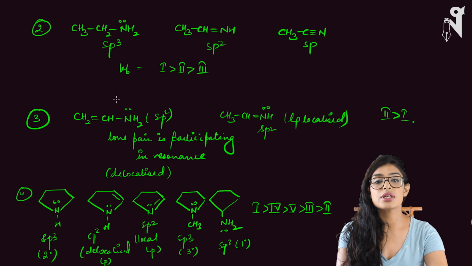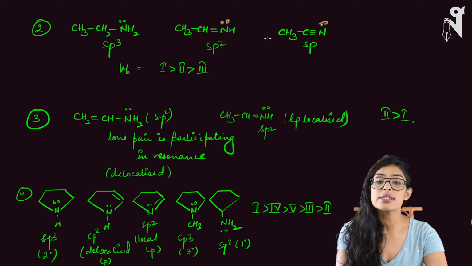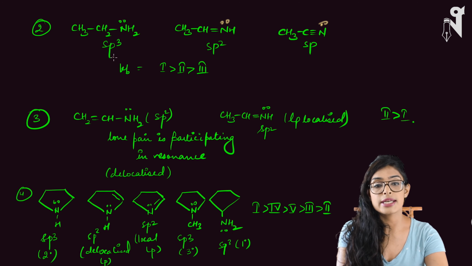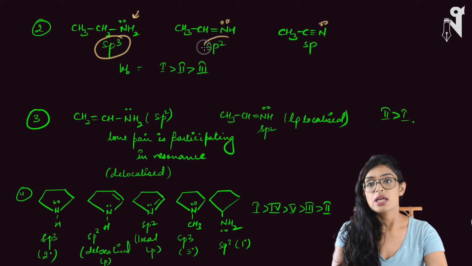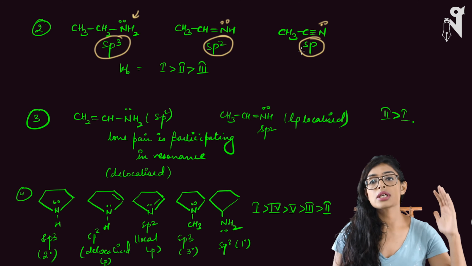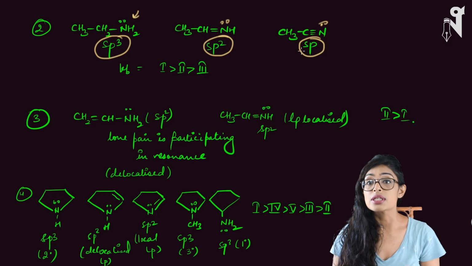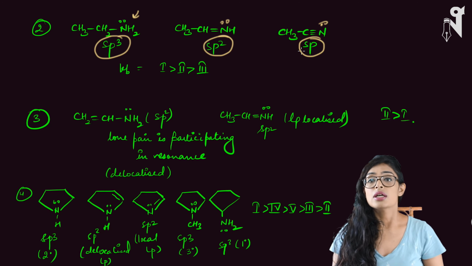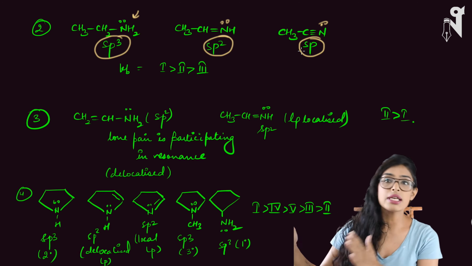We have CH3CH2NH2, CH3CHNH, and CH3C triple bond N. So in all the three cases, nitrogen has a pair of electron, but what we have to understand is the first nitrogen is sp3 hybridized, second is sp2, and the third one is sp. So as it moves from sp3 to sp2 to sp, the electronegativity of nitrogen increases. More the electronegativity of any element, it is difficult for it to give the electron density, especially in the case of left to right.